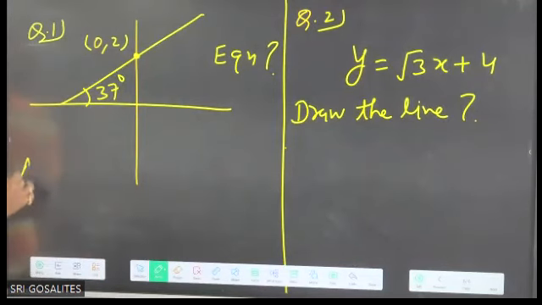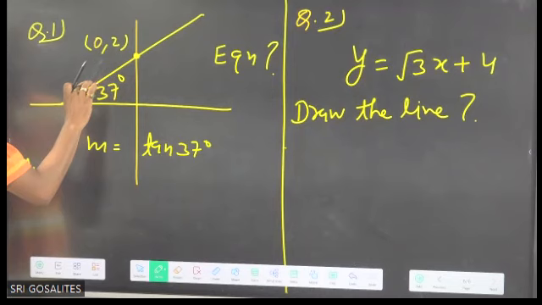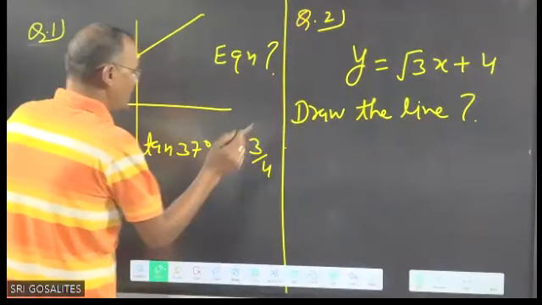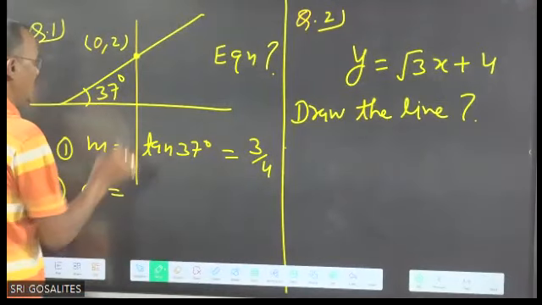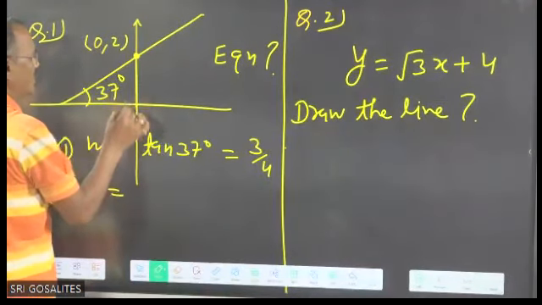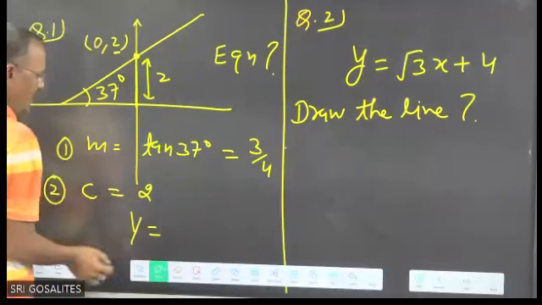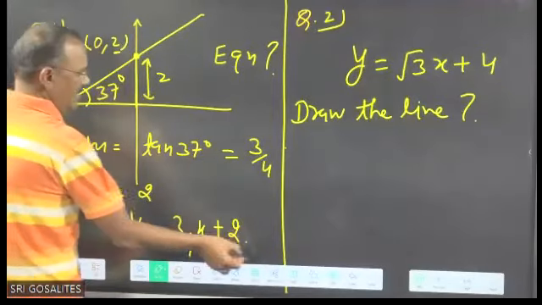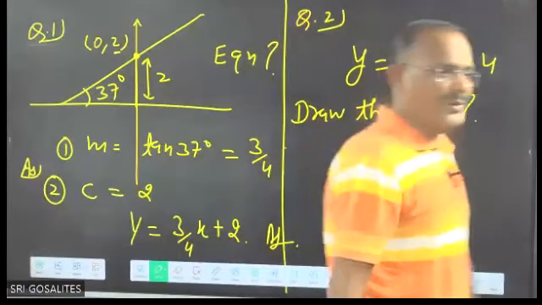See, the first answer. What is the m? Tan theta. What is theta? The angle made by the line with the x-axis. How much is this angle? 37. Tan 37 is how much? 3/4. So what is the intercept? See, where the line is cutting the y-axis. This is 2, of course. The y coordinate is 2, so c is 2. So the equation of the line is y equals mx plus c. That's the answer. Okay? Good. Copy this, please.